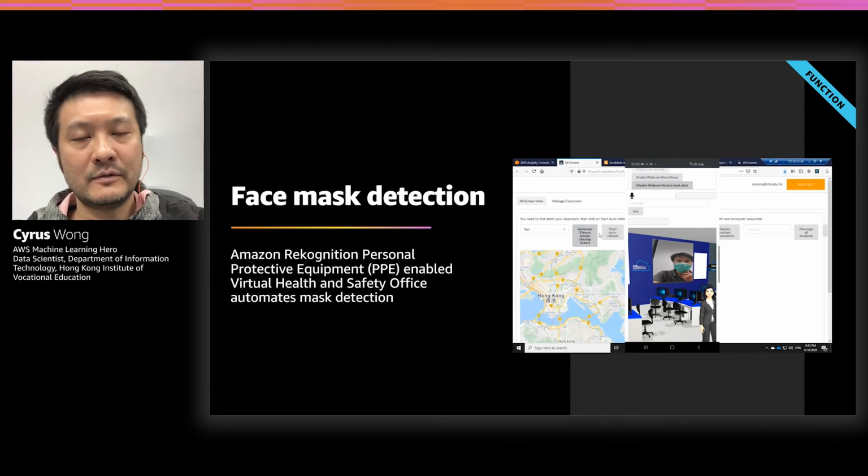But when students need to come back to our campus, we enforce all students to wear the mask all the time. The main problem is that it is very difficult to set up a lot of guards or health and safety officers in all places inside our campus, and it needs a lot of manpower. The solution is that we convert the virtual tutor into a health and safety officer to detect someone not wearing the mask.